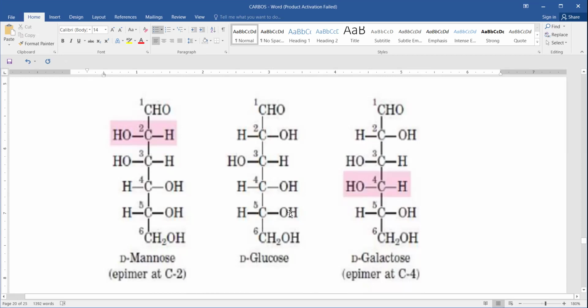Okay, looking here at the second carbon, the OH group in the D-mannose is towards the left side. The OH group in the D-glucose is on the right side. Okay, so the remaining is the same. OH, OH, H, H, H, H. Here, H, H, OH, OH, OH, OH.